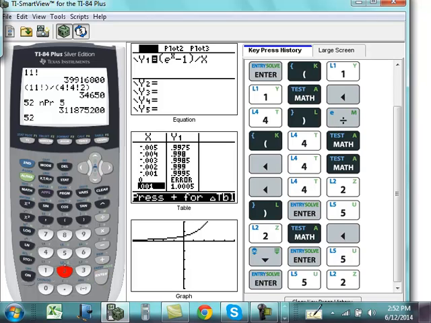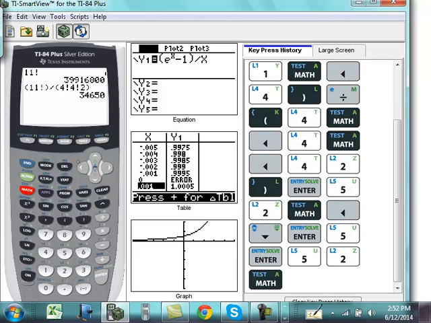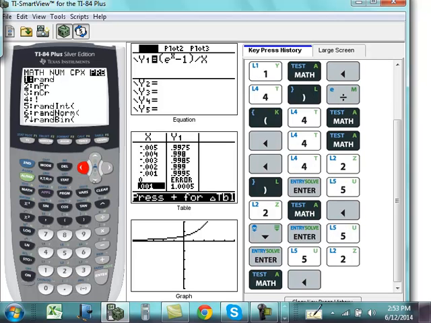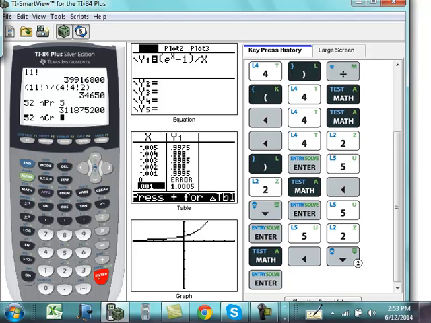do a combination. We'll do 52. Go back in your math menu, probability. Option 3 is the combination, nCr. And then hit 5, enter, and that is going to be 2,598,960.